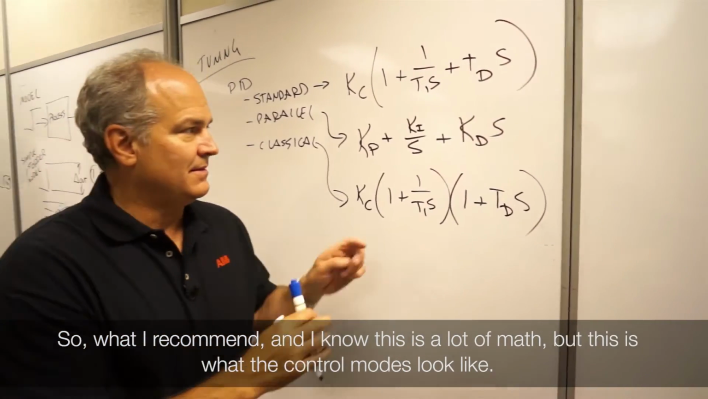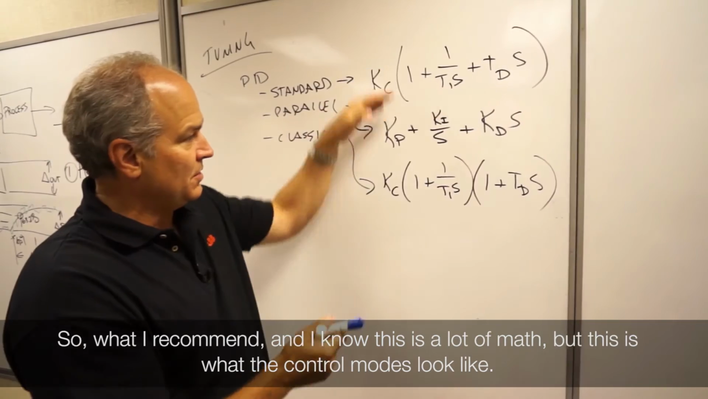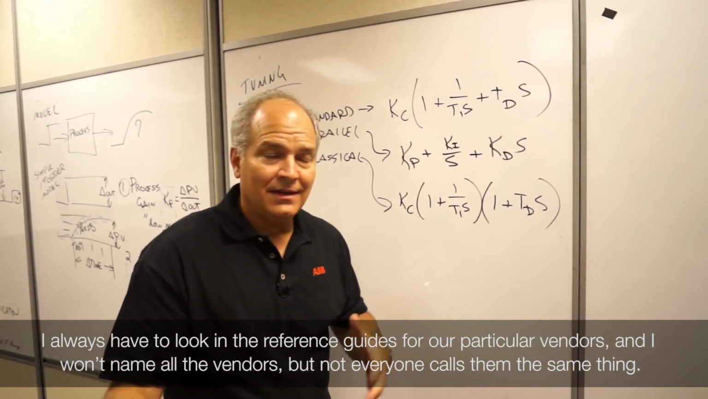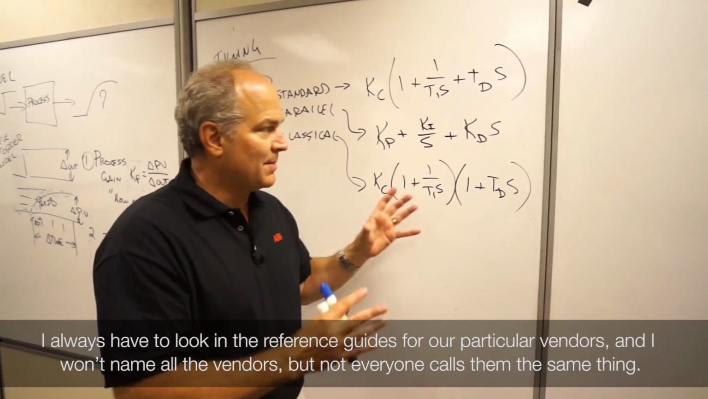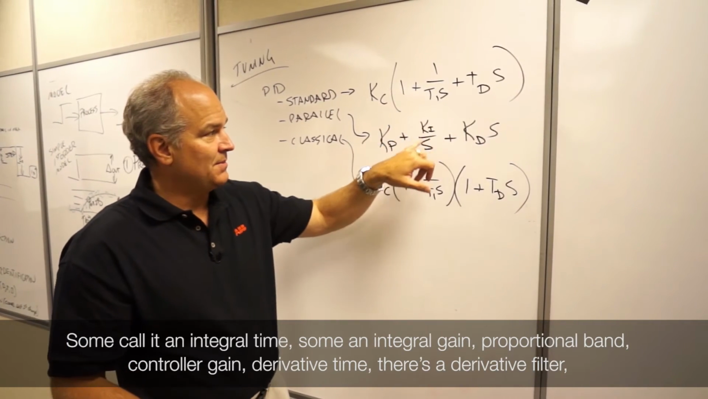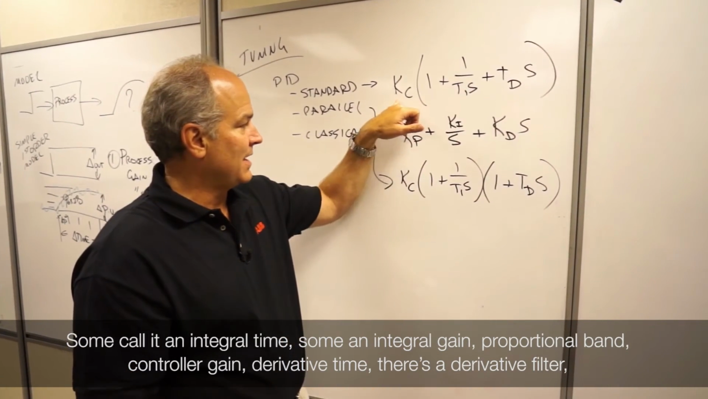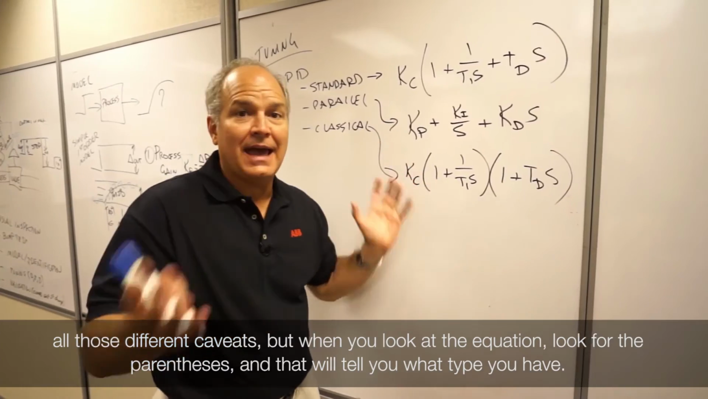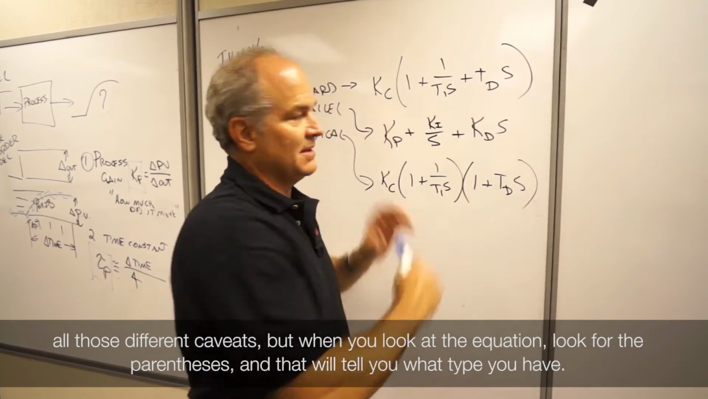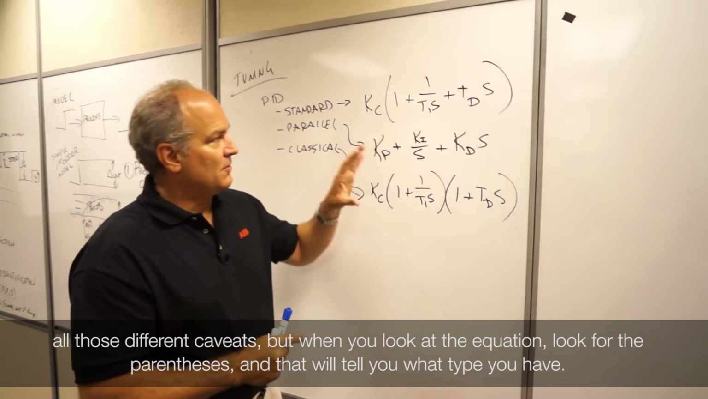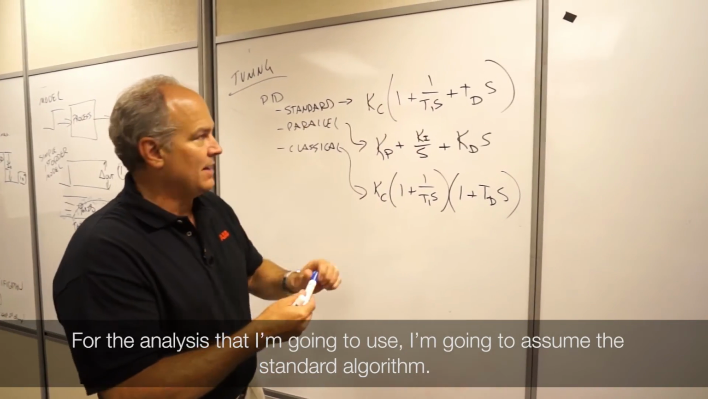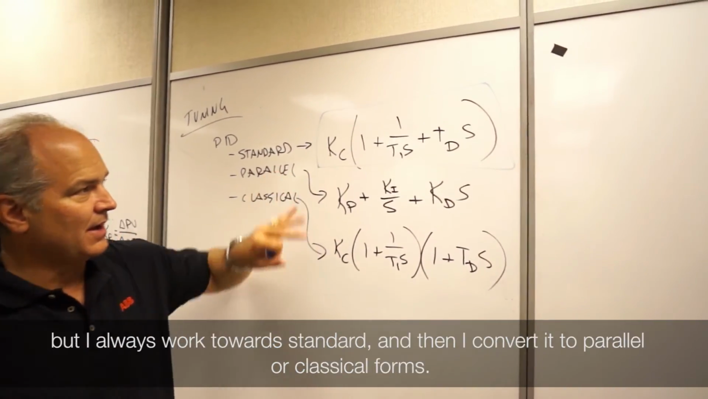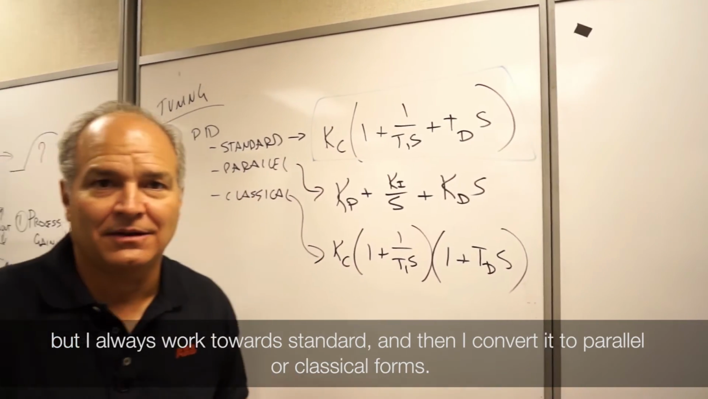I know this is a lot of math, but this is what the control modes look like, and I always have to go and look in the reference guides for our particular vendors. I won't name all the vendors, but not everybody calls everything the same thing. Some use an integral time, some an integral gain, some a proportional band or controller gain, derivative time, a derivative filter, all those different caveats. But if you look at the equation, look for the parentheses, and that will tell you what type you have. For the analysis that I'm going to use, I'm going to assume the standard algorithm. My brain was kind of tied to that. It's not that difficult to convert, but I always work towards standard and then convert it to the parallel or classical forms.